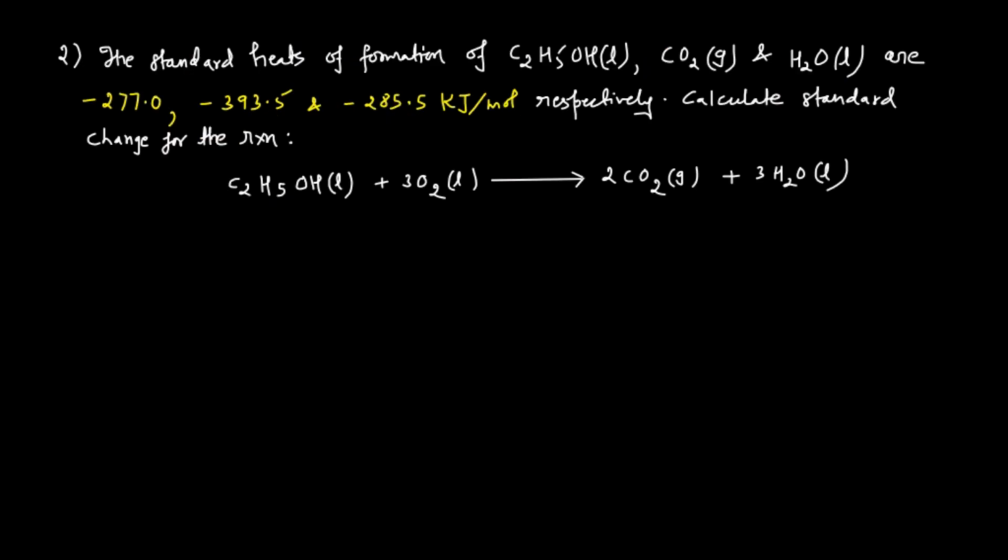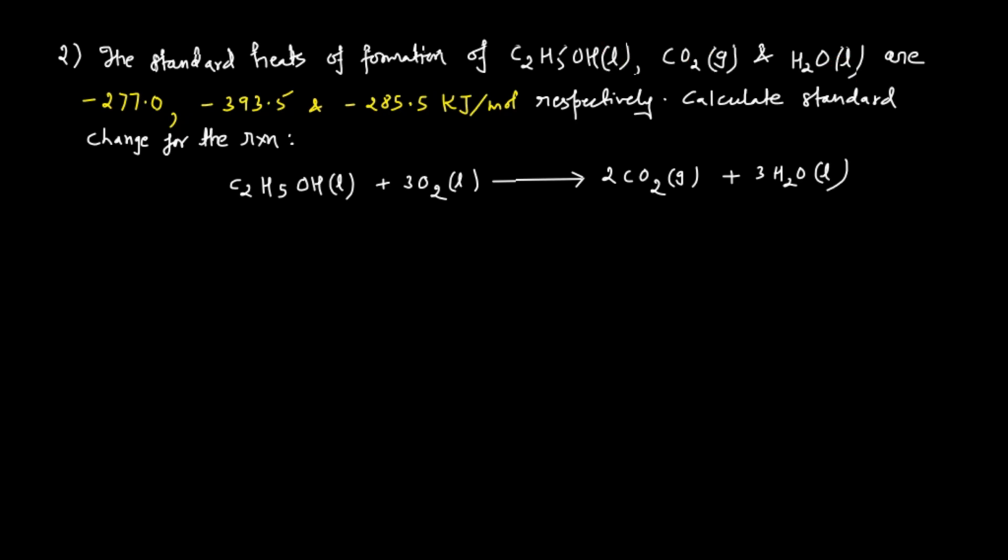And this is my next numerical. Okay, what it says. The standard heats of formation of ethanol in the liquid state, carbon dioxide in the gaseous state, and water in the liquid state are minus 277.0, minus 393.5. This we have already seen in the previous question, and then minus 285.5 kilojoule per mole respectively. Calculate standard enthalpy change for the reaction ethanol reacting with the oxygen producing carbon dioxide and your water molecule. So again, it's quite straightforward and simple. What you will do here, I'm writing solution.